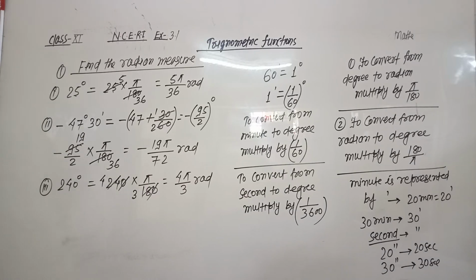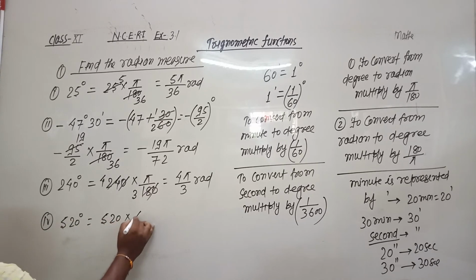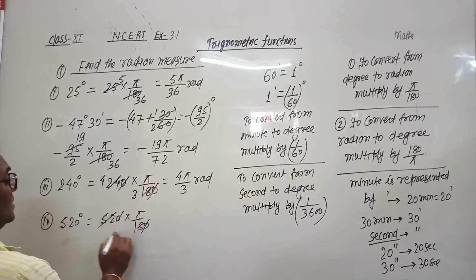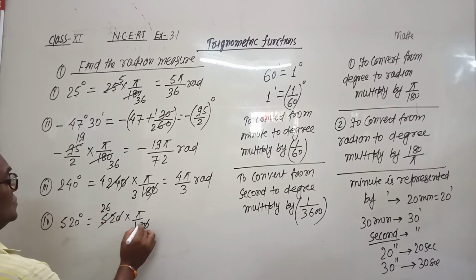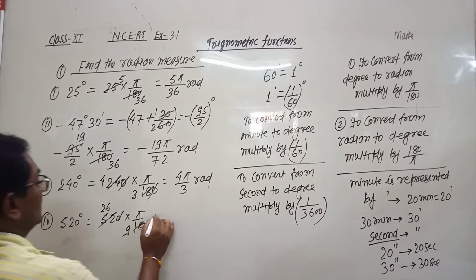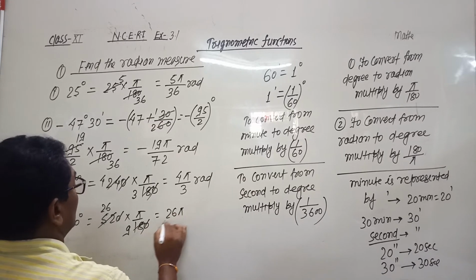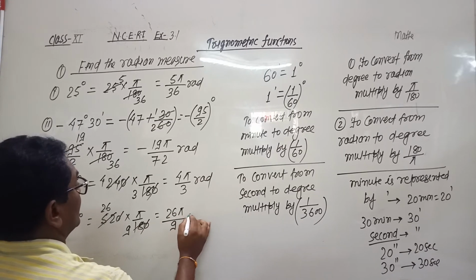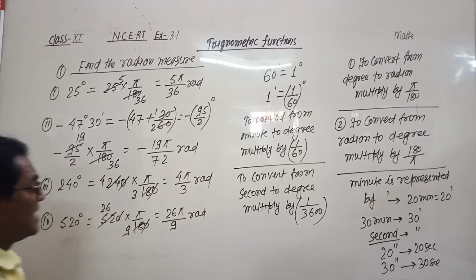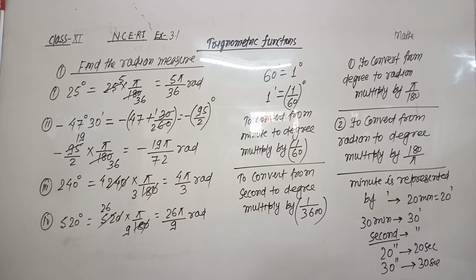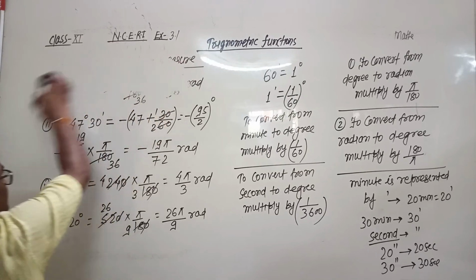The next part is 520 degree. So to convert it, multiply by pi by 180, and we get 26 into 2, 52, 9 twos are 18. So 26 pi upon 9 radian. So this is the way to convert from degree to radian.